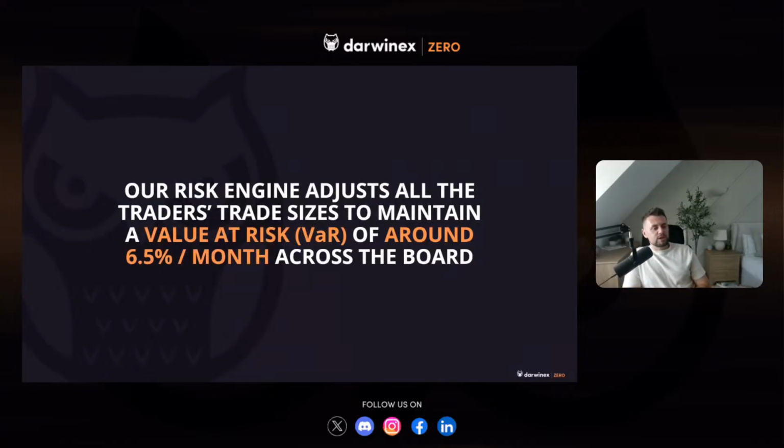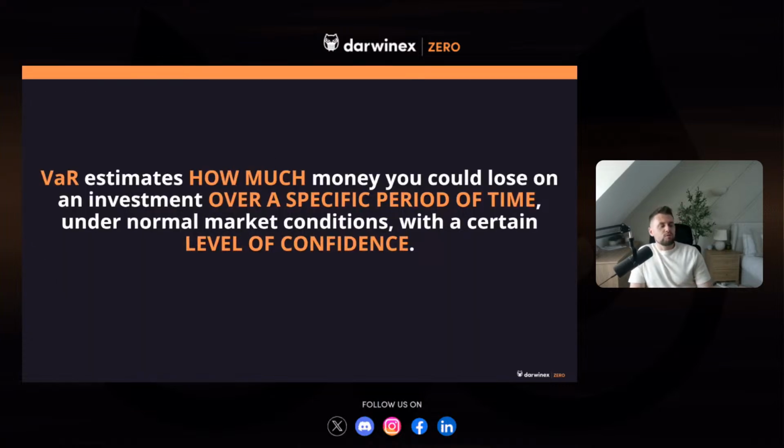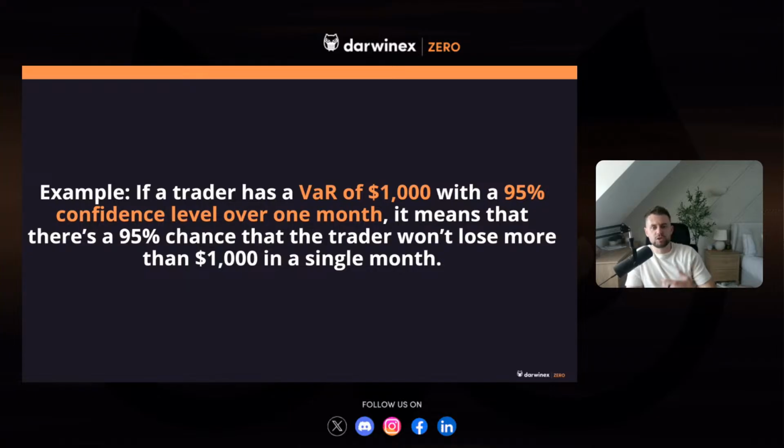Now, our risk engine adjusts all of the traders' trade sizes on our platform to maintain a value at risk, otherwise known as VaR, of around 6.5% per month across the board. Value at risk estimates how much money you could lose on an investment over a specific period of time under normal market conditions with a certain level of confidence. It's a bit wordy. I know it's difficult to make sense of that. So we have an example so that we can break it down a little bit further.